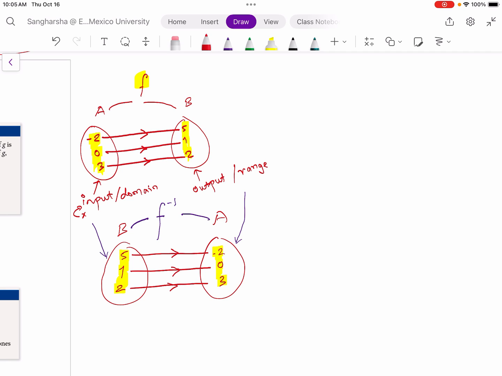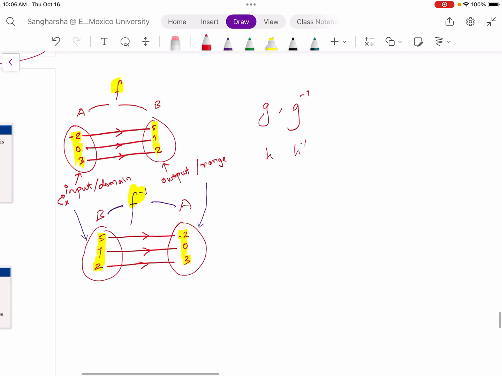So if we switch domain and range, after switching we get a new function, and that new function will be the inverse of the function. And this is not f to the power 1, this is f inverse. Similarly, if we have a function g, then its inverse is g inverse. If we have a function h, then its inverse is h inverse. So to find the inverse of a function, we switch the input and the output. You switch x and y, you get the inverse of a function.